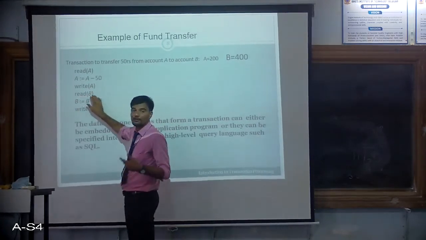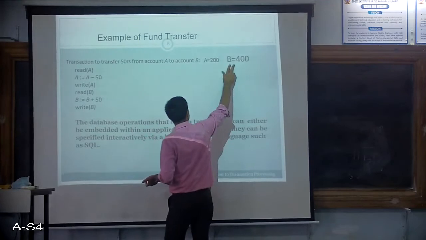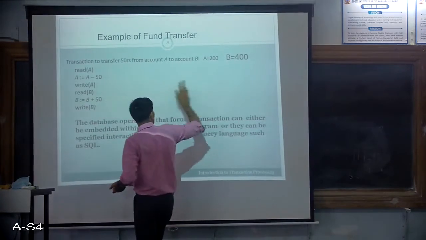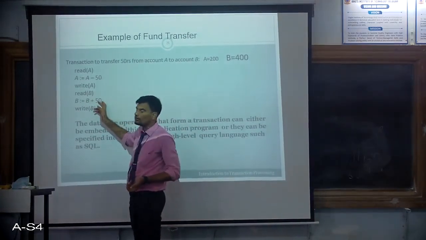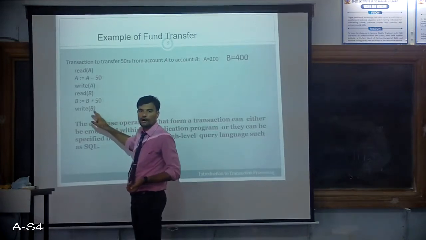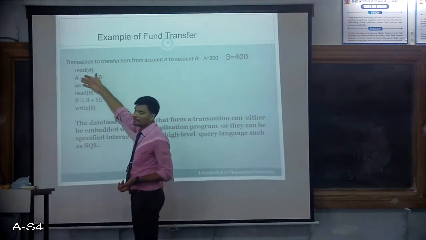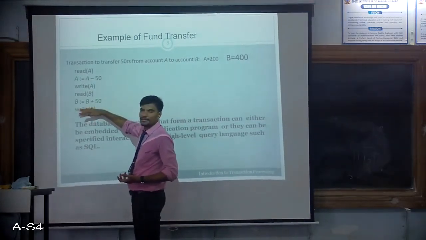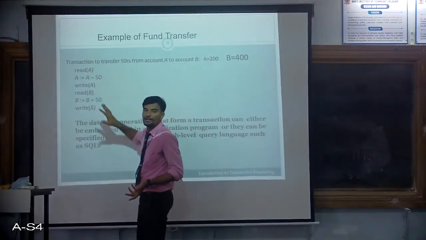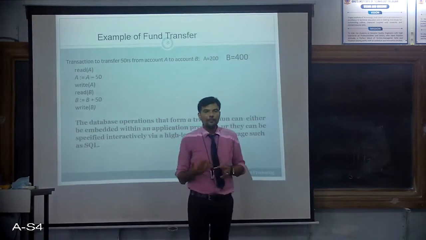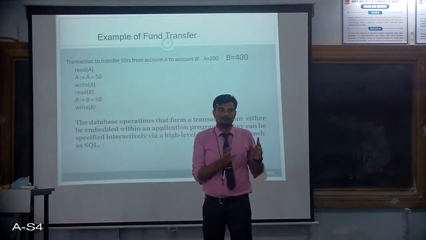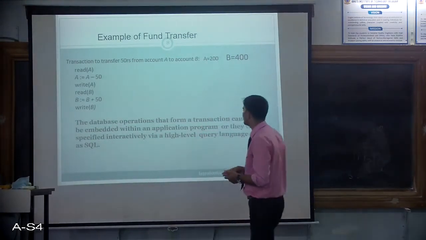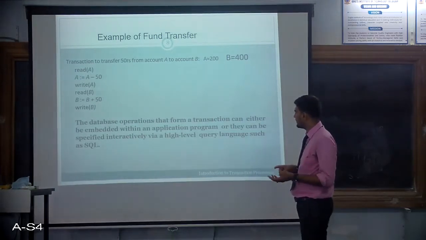After that, I read the value of B. What is the value of B? The B account value is 400, and then B = B + 50. So the value is 400 plus 50, and then write B. Now what is the value of account B? 450. The 50 rupees has been debited from account A and credited to account B. So this is nothing but one transaction. The transaction has been performed where the amount has been debited from account A and credited to account B.